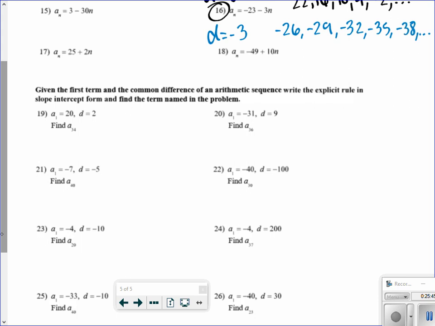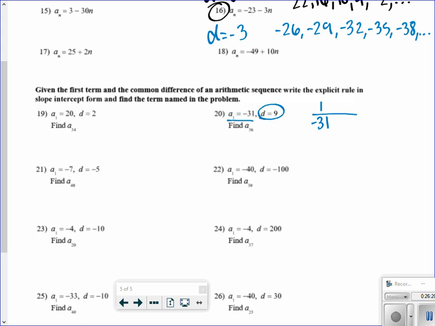Directions: we're given the first term and we're given the common difference. Write an equation, we're writing in slope-intercept form, and then find the term for whatever it's saying. So we're looking at number 20. What does that underlined thing mean? a sub 1 equals negative 31. That means the first term is negative 31. So the first term in our list would be negative 31.